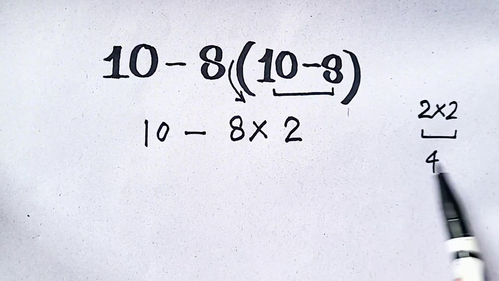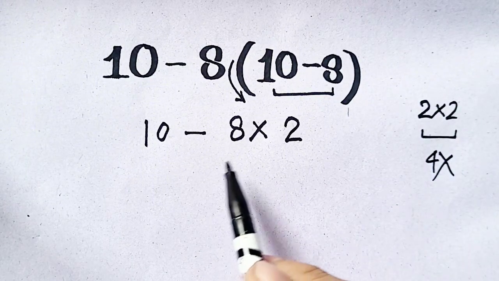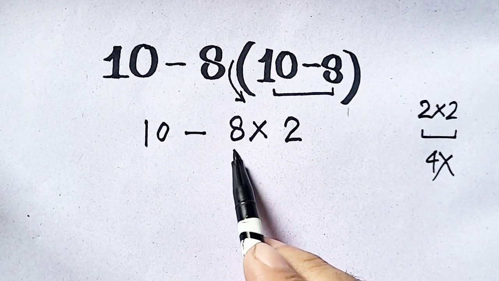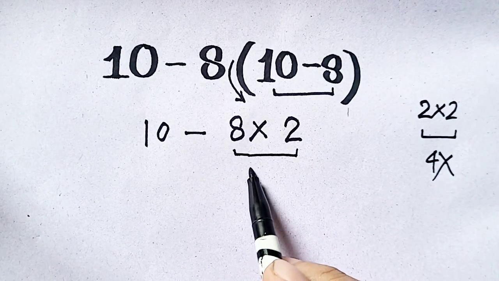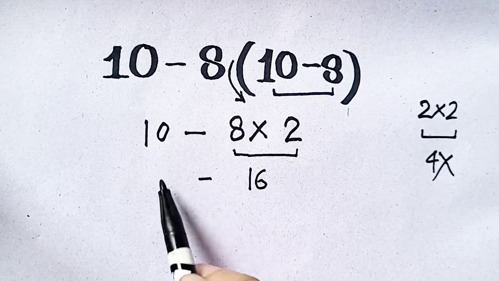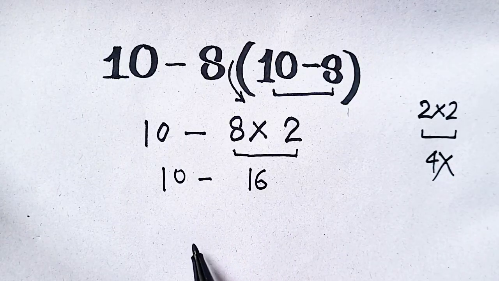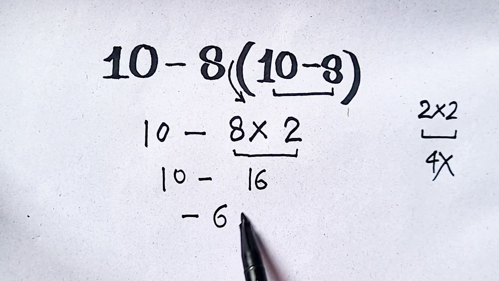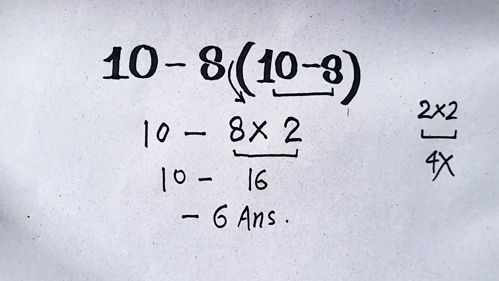But it is wrong, because we have not followed the order of operation. Now, first of all, we have to solve multiplication. So 10 minus 16 will be equal to minus 6. Thank you.